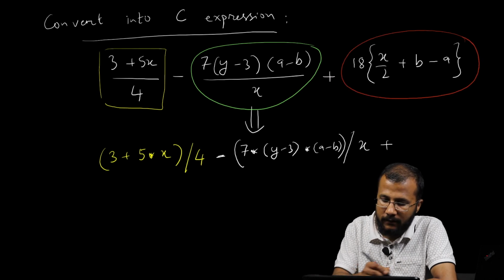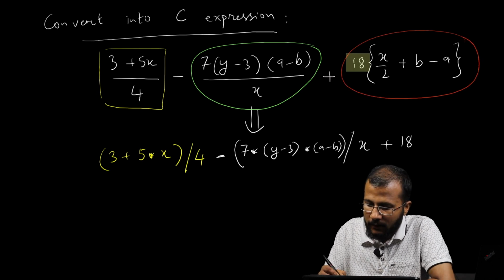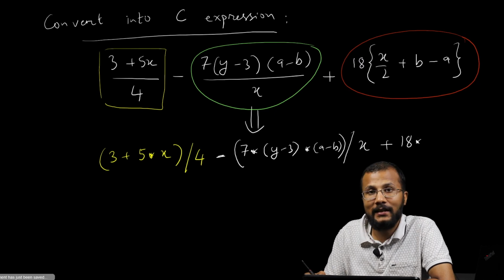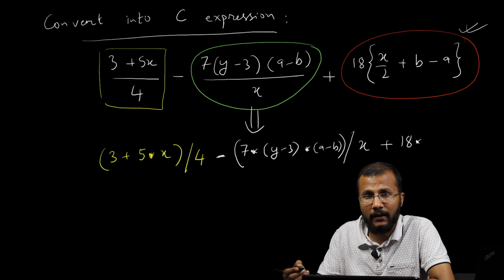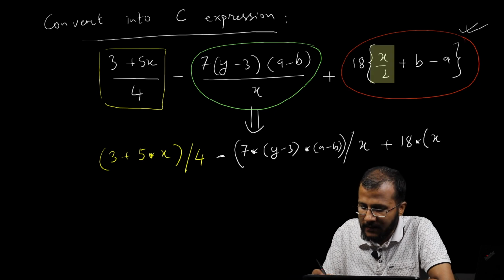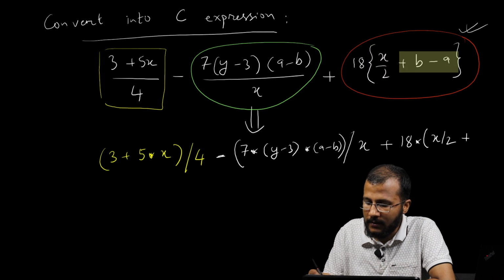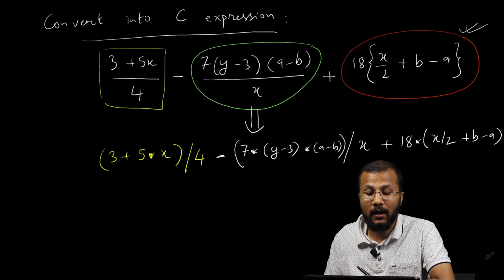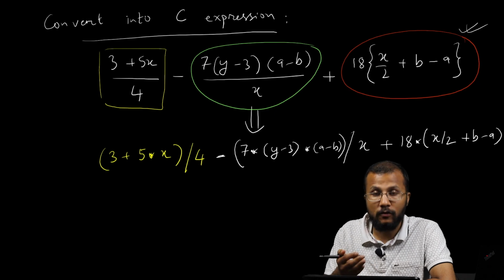Now finally I'll try to convert this one. Here first is 18. Now there is multiplication here, nothing means multiplication here. Now I am not allowed to use braces in C, but in math it is allowed, right? So I'll have to write this parenthesis, x divided by 2 plus b minus a. So this is how this entire expression is converted from math to C.